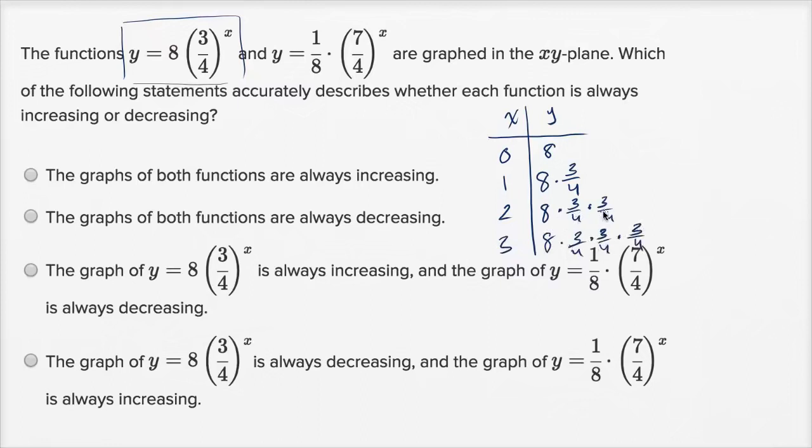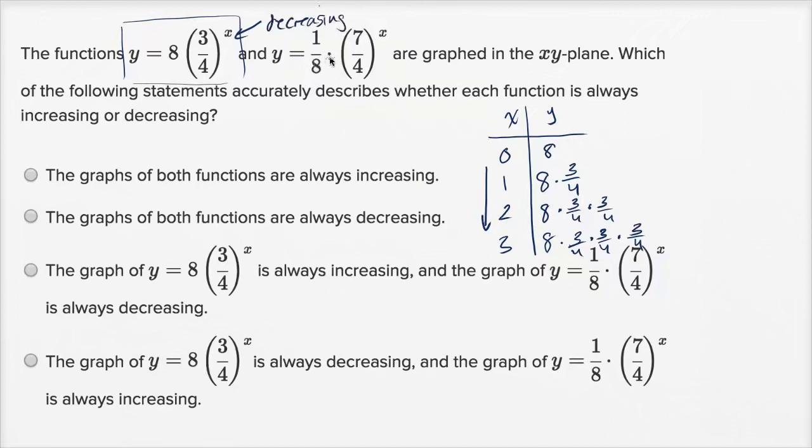And every time you multiply by 3/4, you're going to get a smaller number. If I take 3/4 of something, you're going to get a smaller value. So as x increases, y is decreasing. So this right over here is a decreasing function. Now what about this one over here?